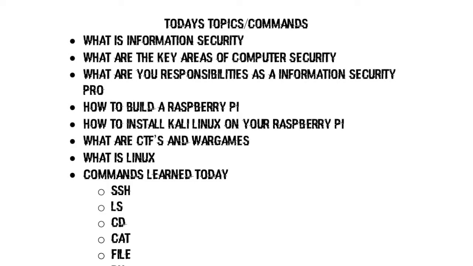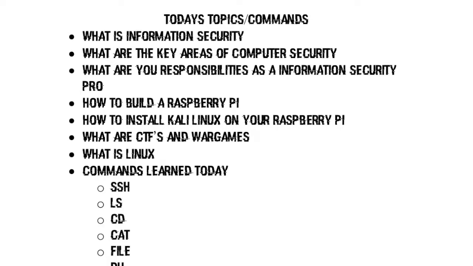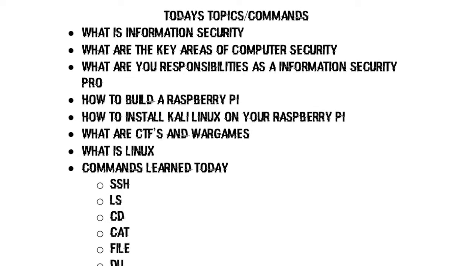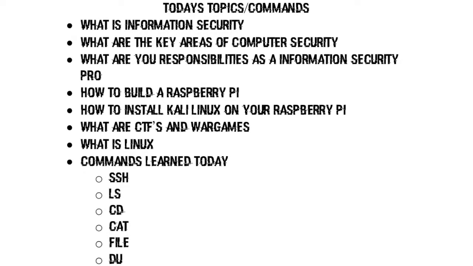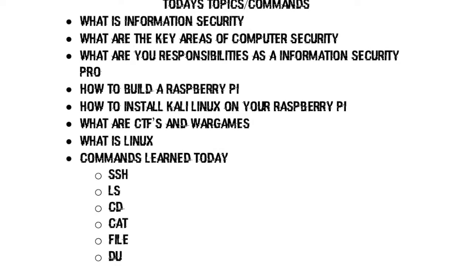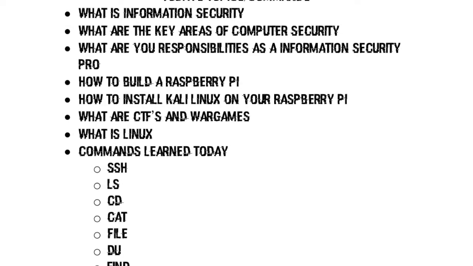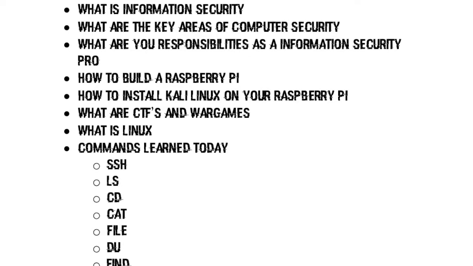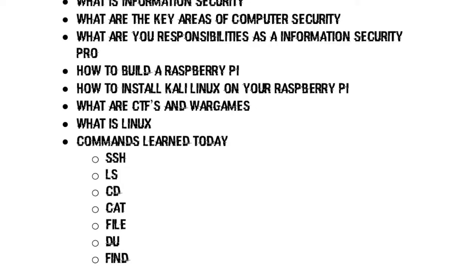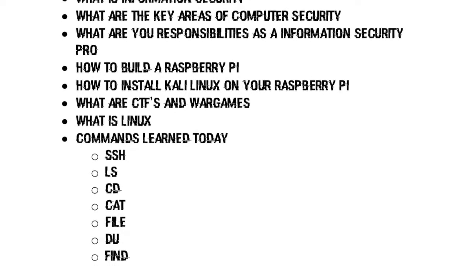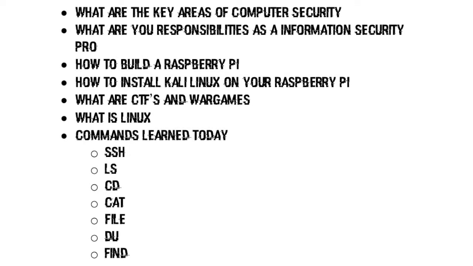The topics we covered this week included: what is information security? What are the key areas of computer security? What are your responsibilities as an information security professional? We went ahead and built your Raspberry Pi. We also installed Kali Linux on your micro SD card. We talked about what CTFs were and Wargames. We also went over what Linux is, and there were some commands that I asked you guys to go over for next week, and those commands included SSH, ls, cd, cat, file, du, and the find command.